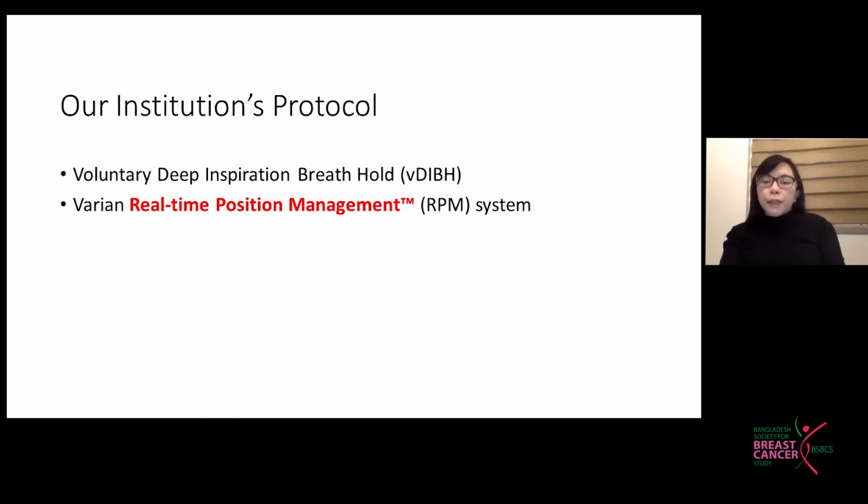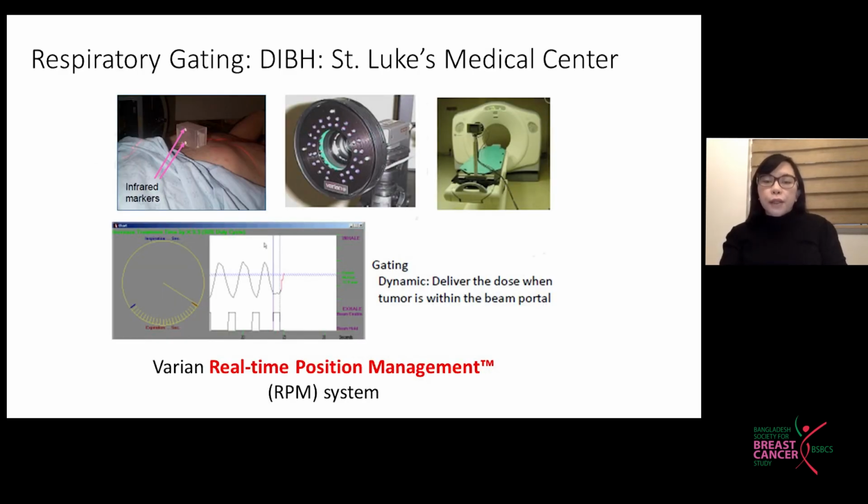So we use voluntary deep inspiration breath hold with the help of the Varian real-time position management, or the RPM system. As you know, it uses a reflective marker block that is placed on the patient's anterior abdominal surface, typically midway between the xiphoid process and the umbilicus where there's maximal displacement. So this marker block is illuminated by infrared emitting diodes, and there's an in-room camera that is placed at the foot of the couch to accurately detect the reflective markers. So therefore, we can choose a particular phase in the breathing cycle when the radiation beam will be turned on.